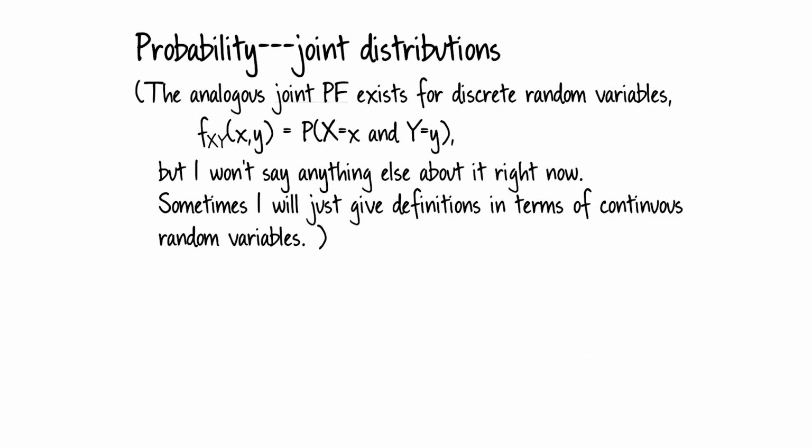So the analogous function exists for discrete random variables as well, and this is how it's defined. I'm not going to say any more about it right now, and sometimes I'm just going to give definitions in terms of continuous random variables.